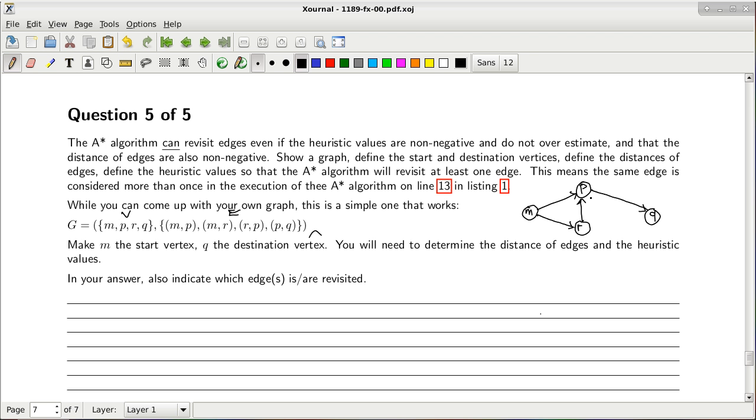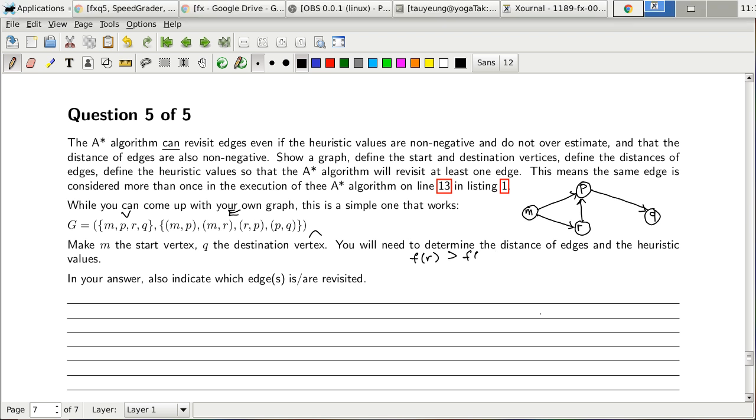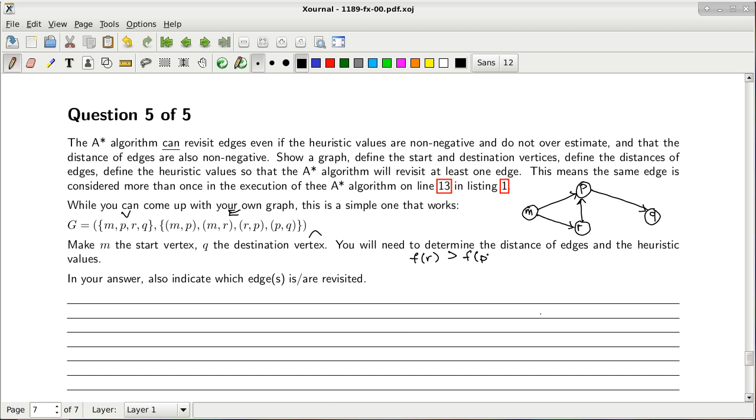So what we want is to make sure that f of R is greater than f of P. That is one requirement in order for us to favor P instead of R and then pick it out of the set O, because when you pick something out of O, you have to explore all the outgoing edges. So we want that to happen.